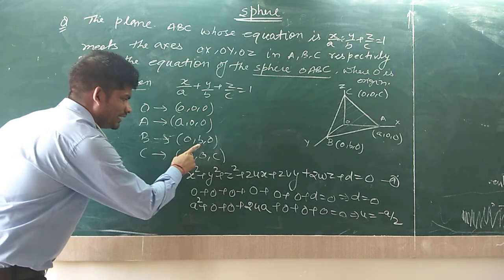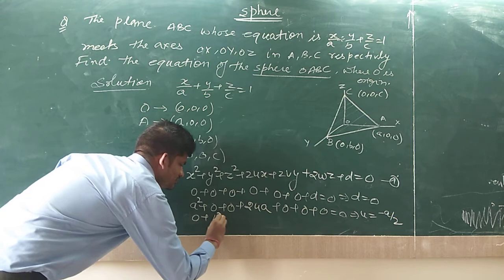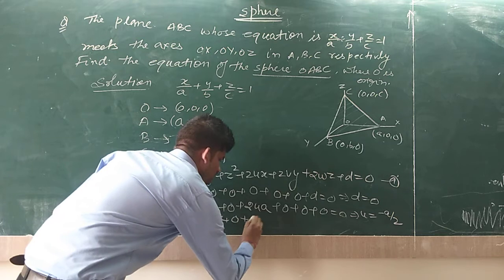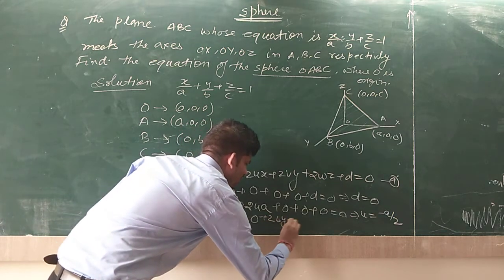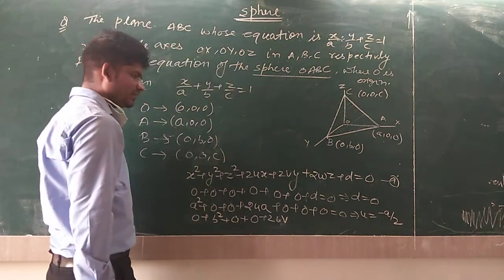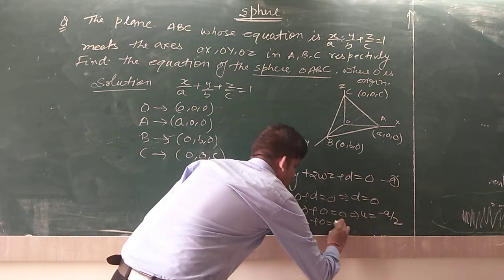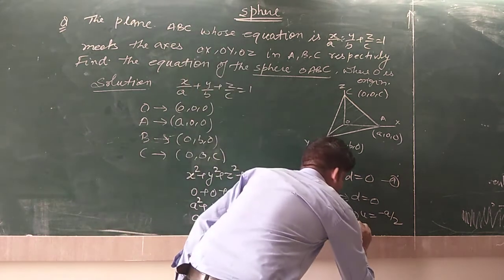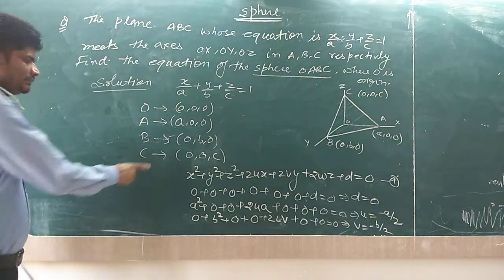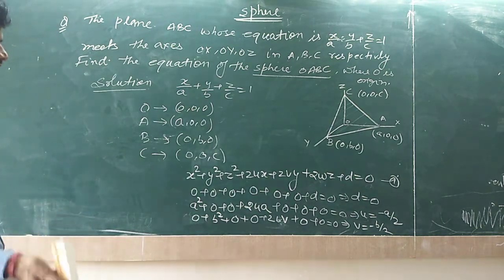The x coordinate is 0, the y coordinate is b and the z coordinate is 0. So 0 plus b square plus 0, plus 2bv and d equal to 0. Then v equal to minus b upon 2. And putting the third point in equation number 1, then we find the value of w.